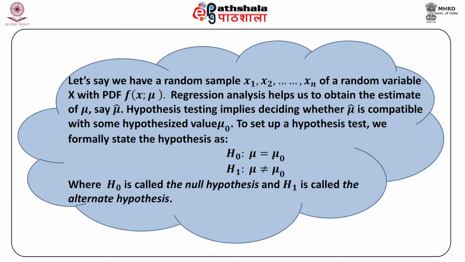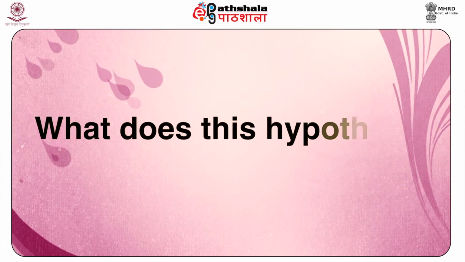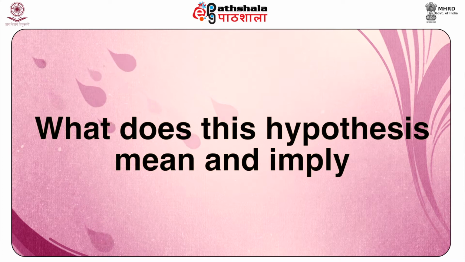To set up a hypothesis test, we formally state the null hypothesis H0 as mu equal to mu 0 against an alternative hypothesis H1, which is denoted as mu not equal to mu 0, where H0, as I said, is called the null hypothesis and H1 is known as the alternate hypothesis. The question now is, what does this hypothesis mean and what does it imply?